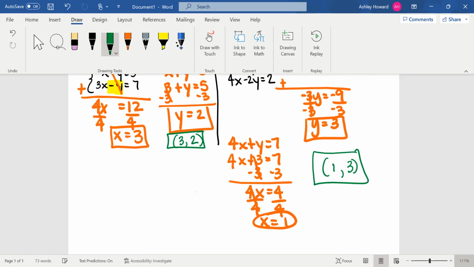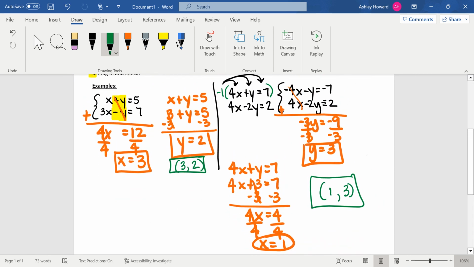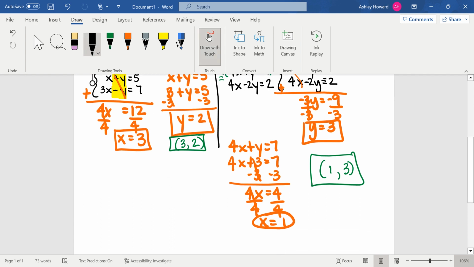Okay, so if they don't already have one that cancels out, we can multiply by -1 and get them to cancel out. We're going to do one more example, and sorry about the lawn work going on at the same time.